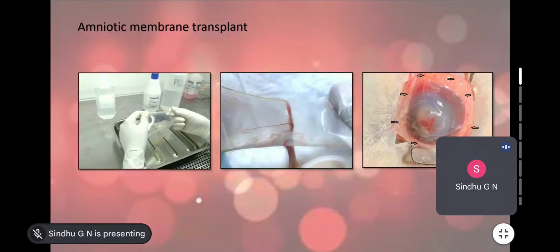Amniotic membrane transplant. There are commercially available amniotic membranes, or you can use fresh collected amniotic membrane from cesarean section. Clean it thoroughly and separate the chorion, vascular chorion, from the amnion, and use it as a graft material or as an ocular surface bandage material. This will promote healing as they contain stem cells and growth factors. And it gives the collagen matrix also for ulcer healing.